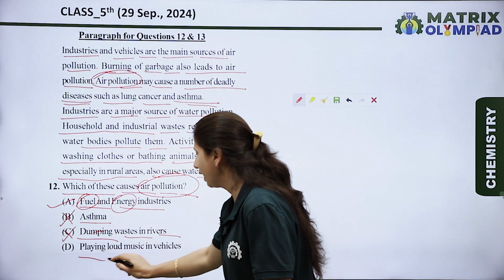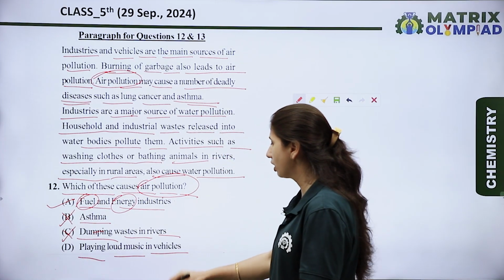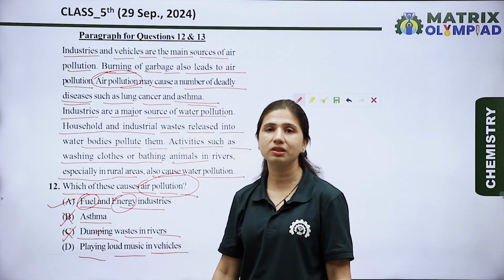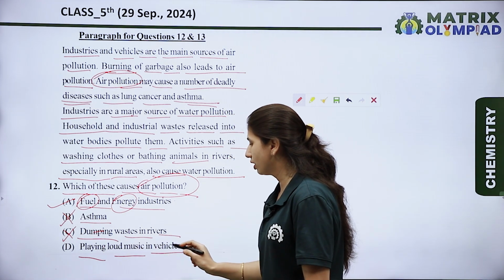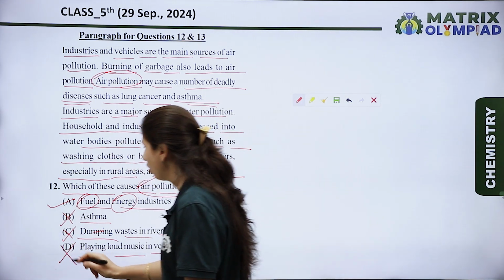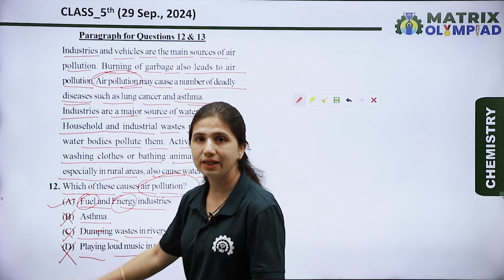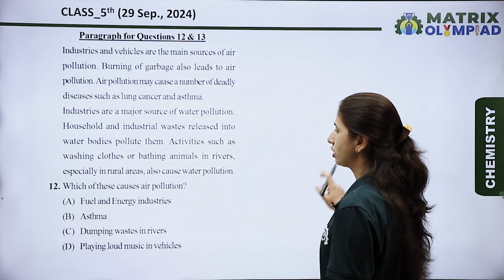Next is playing loud music in vehicles. By playing loud music in vehicles, noise pollution is created. So it is also a wrong option. So option A is the right option for this question. Now let's see the next question.